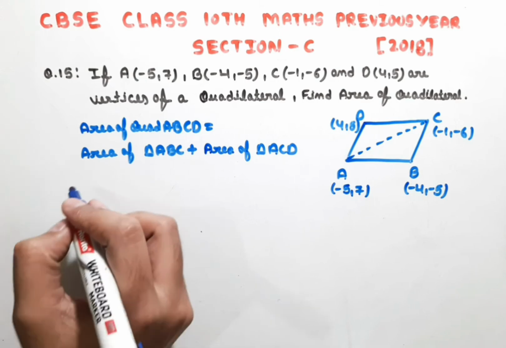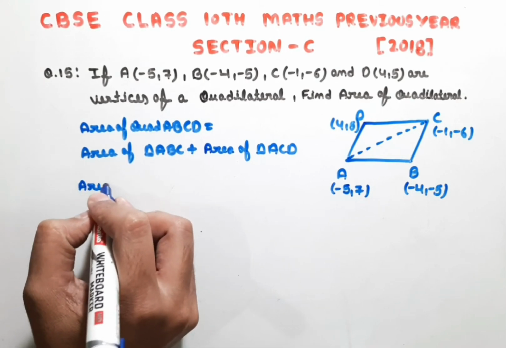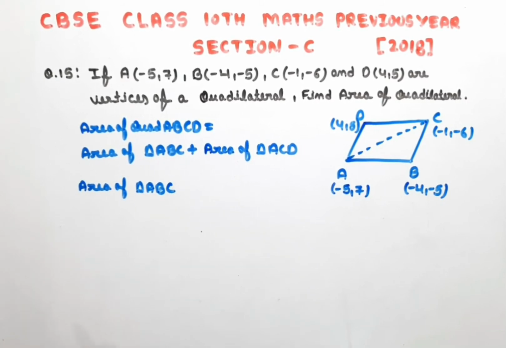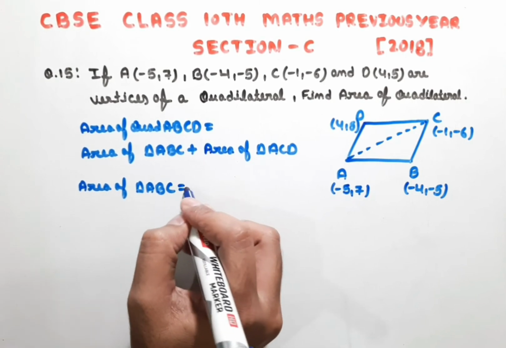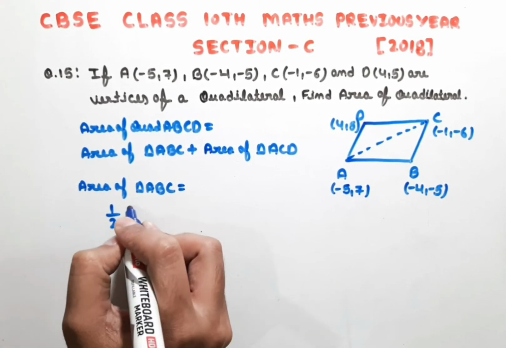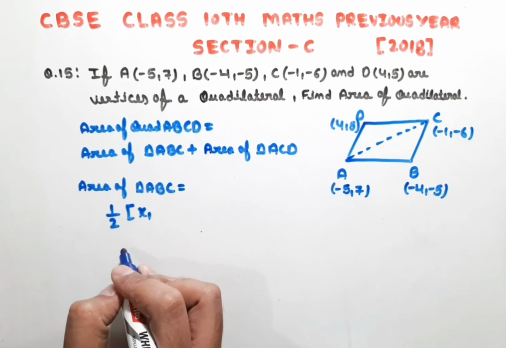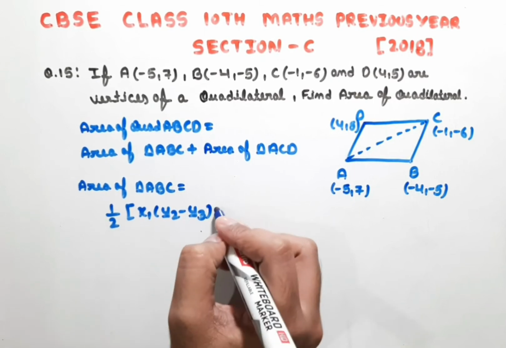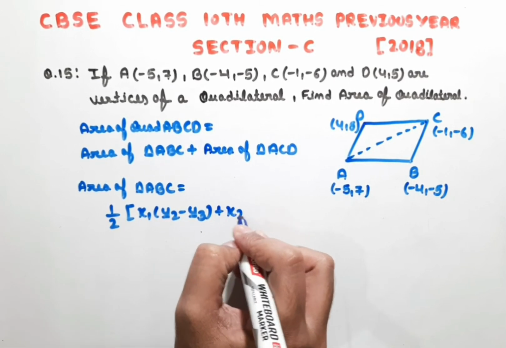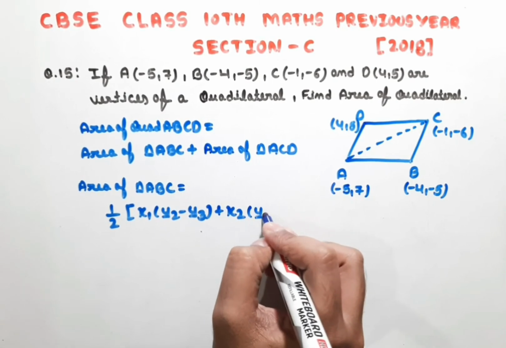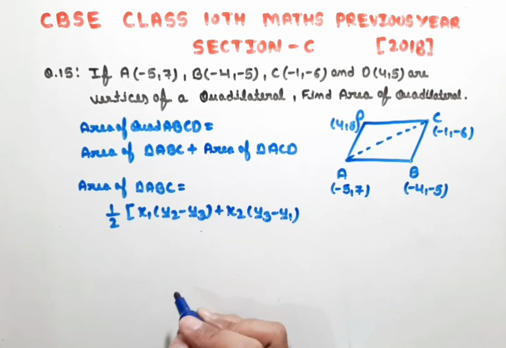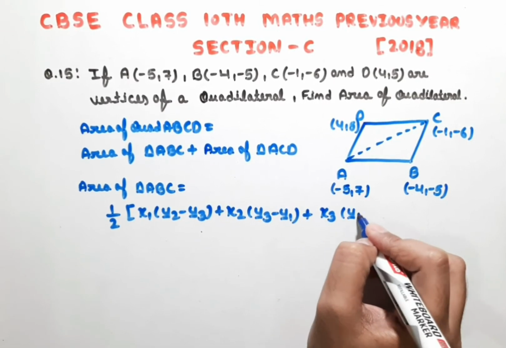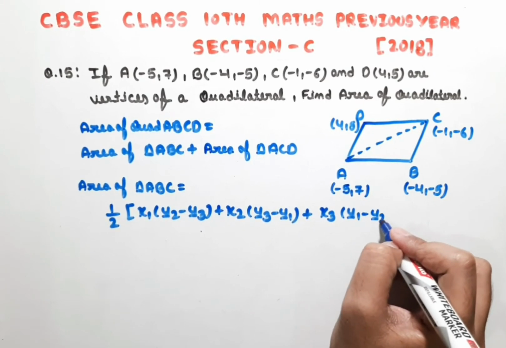So here the area of triangle ABC will be equal to 1 upon 2 times [x1 (y2 minus y3) plus x2 (y3 minus y1) plus x3 (y1 minus y2)].